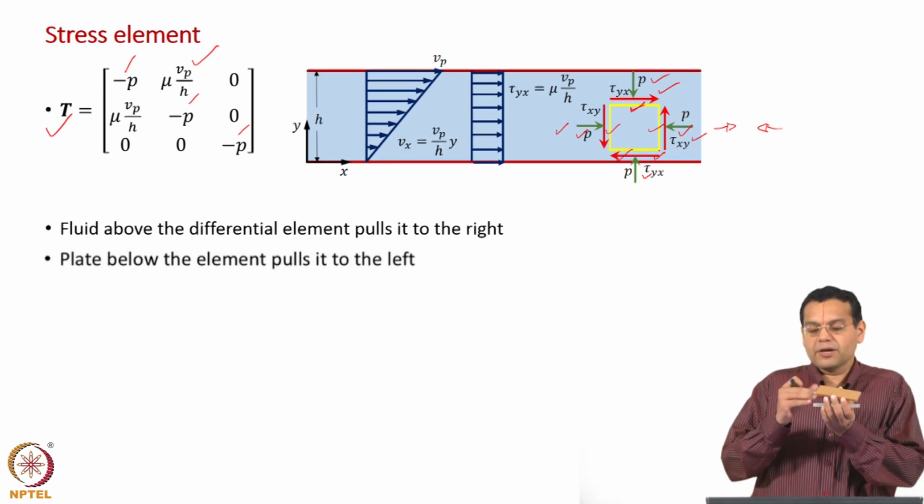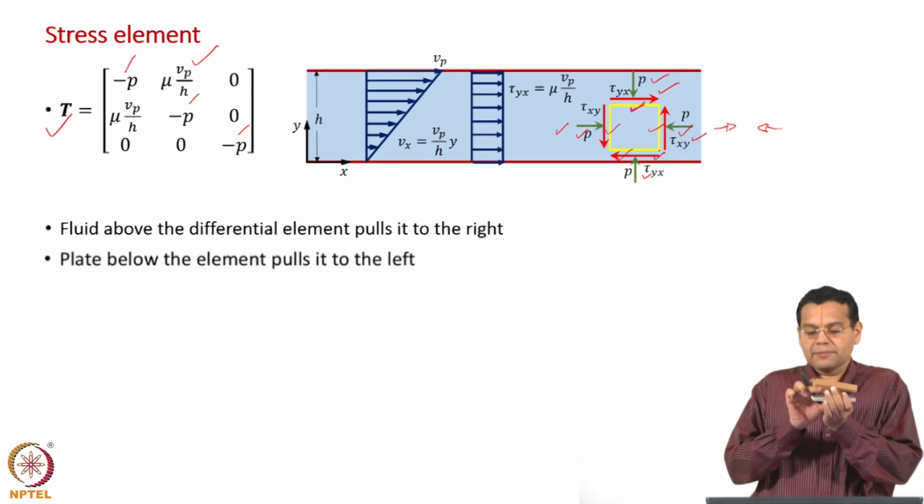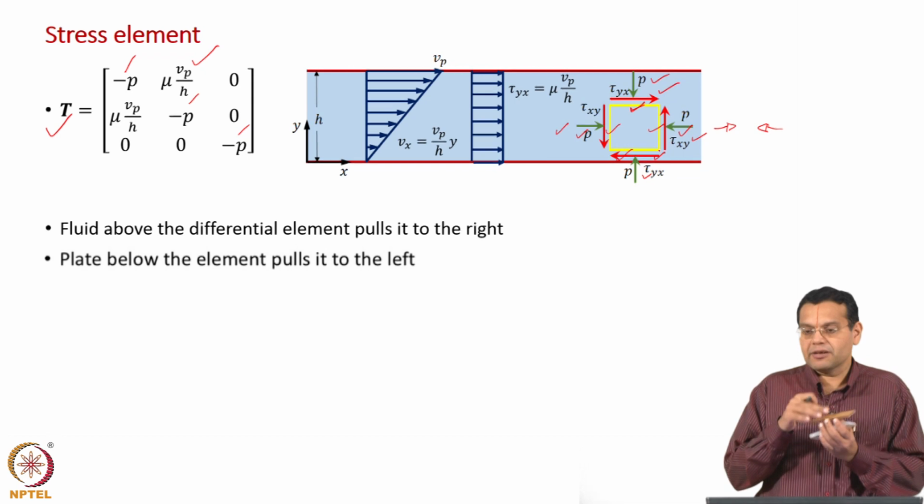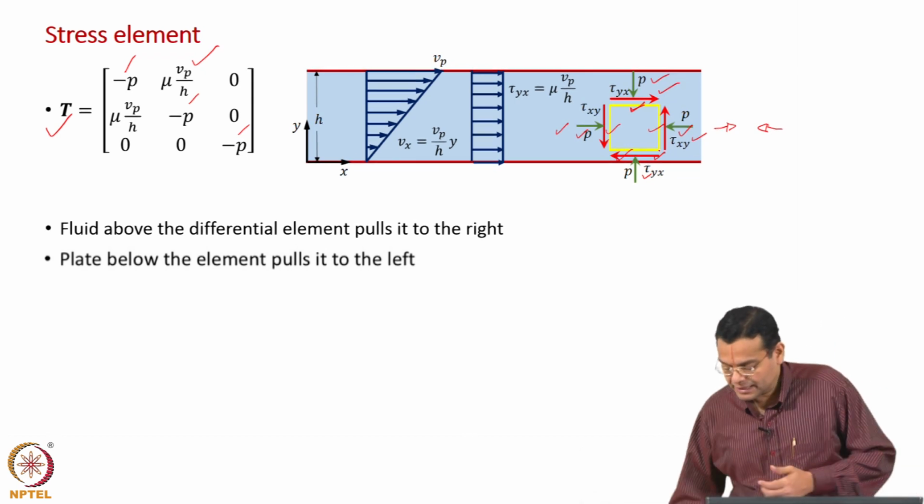So, the fluid above that, if you consider the fluid element here, the fluid here is at higher velocity. So, it will try to pull the fluid element to the right, this plate is stationary and that will try to pull the fluid to the left, and that is what is seen there.